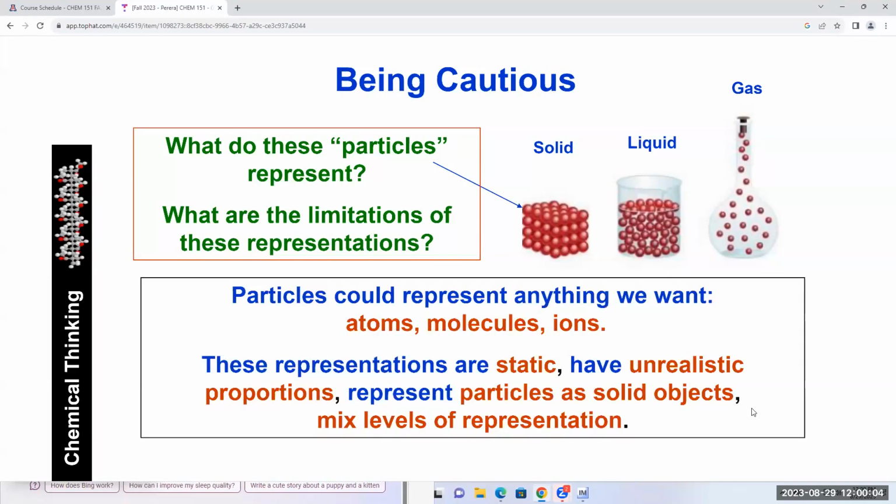Also, these particles can be atoms, molecules, ions, depending on what we are trying to represent. And even though we draw static images of these representations, you have to remember, these are not static. These particles are never static. They actually move constantly in random directions. They move all the time.